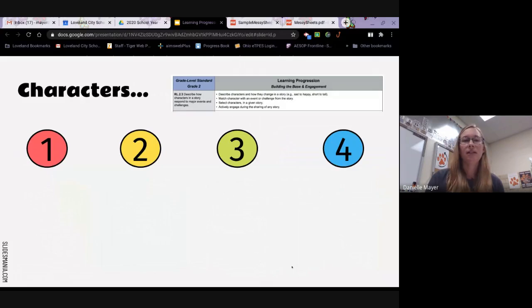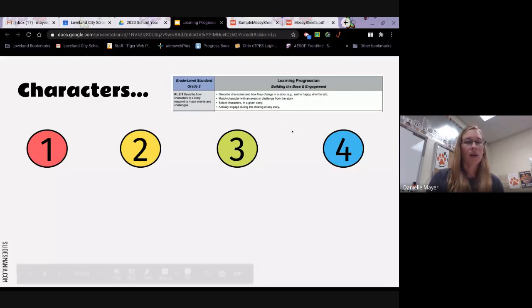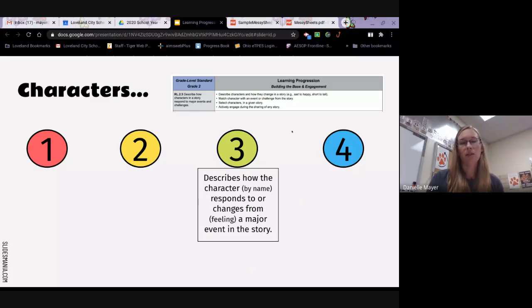The next one I did using characters, and I pulled the second grade standard. So here's the learning progression that they had. And so I put that as number 3. So this is my second grade learning progression. Describe how the character, and I put in parentheses by name because it's really important to me that students use the characters' names. He, it, they does not tell me if they're talking about the right person or not. So I really emphasize to my readers to really use that name. So how the character responds to or changes from a major event in the story.